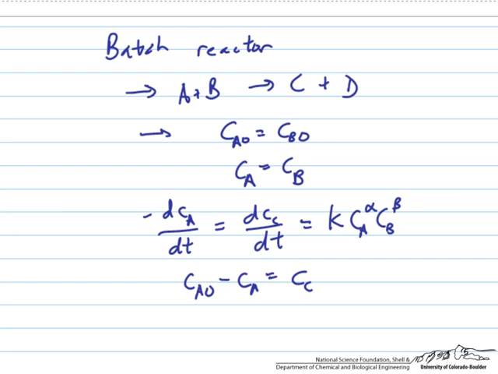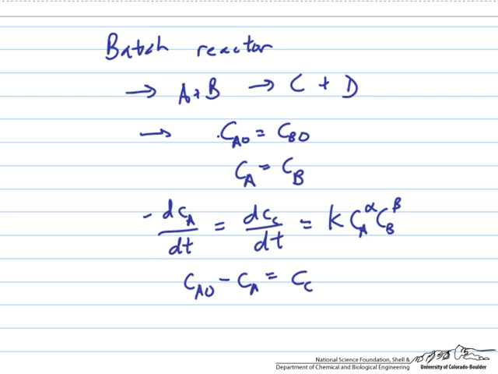We're going to look at doing kinetic analysis using differential analysis for batch reactor data. In this case, we'll be looking at a simple reaction, A plus B goes to C plus D, as shown here on the screen. The initial concentrations of A and B will be set to be equal.